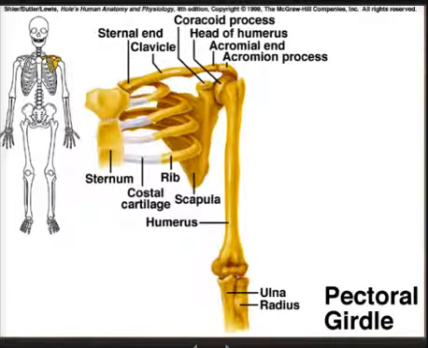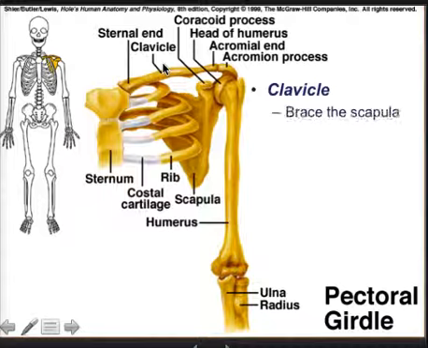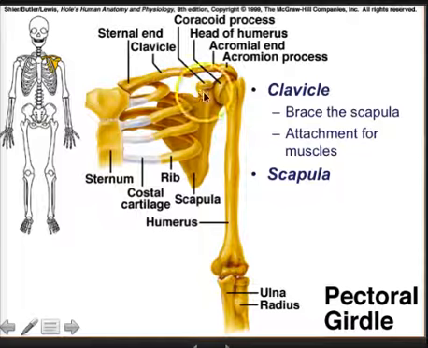We will start with the pectoral girdle. Pectoral is for shoulder, and girdle is something that supports limbs. So this is part of the appendicular skeleton that will hold the upper limbs. You can see that it begins with the clavicle. The clavicle braces the scapula. It's an attachment for muscles that will lead to the scapula.